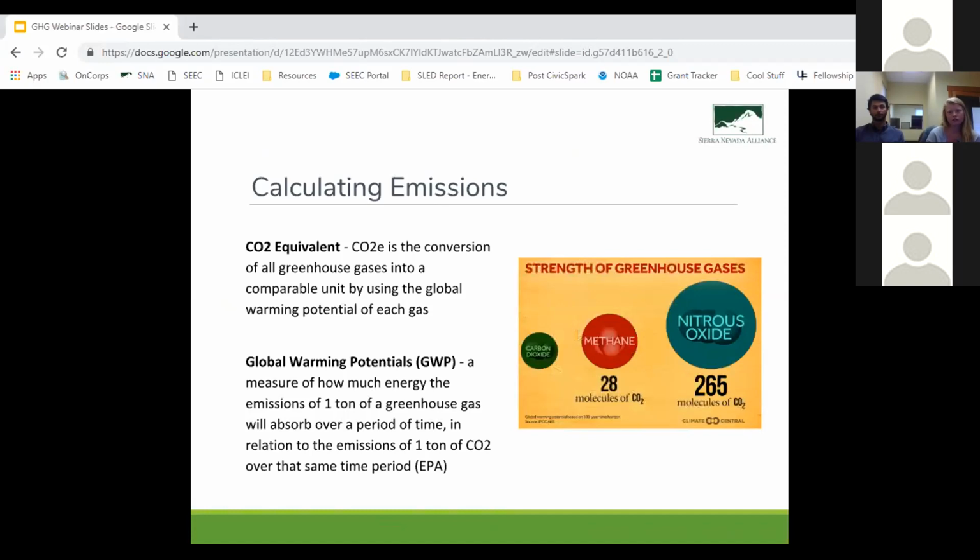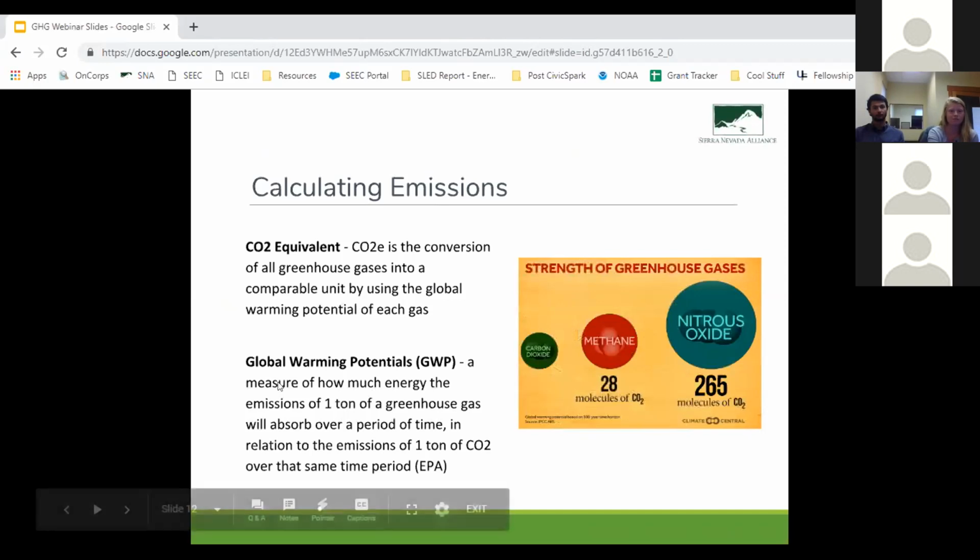So you'll see in this graphic on the right, it's not to scale, but it's definitely still a good illustration of global warming potential. You'll see that methane is 28 times stronger than CO2, and nitrous oxide is 265 times stronger. So this is factored in each calculation when converting to units of CO2 equivalent.